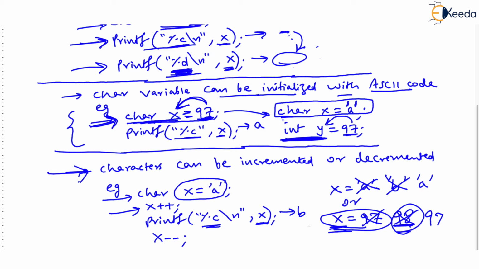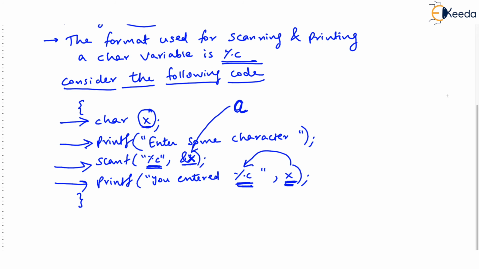So incrementation and decrementation by any amount is allowed. For example, instead of saying x plus plus, you could have said x equal to x plus 2. If you said that, then the letter c would be printed, because you are incrementing the variable x, which was initialized to small a, by 2. So it will give the next to next character in the sequence. I hope some fundamental properties of char variables are very well understood.